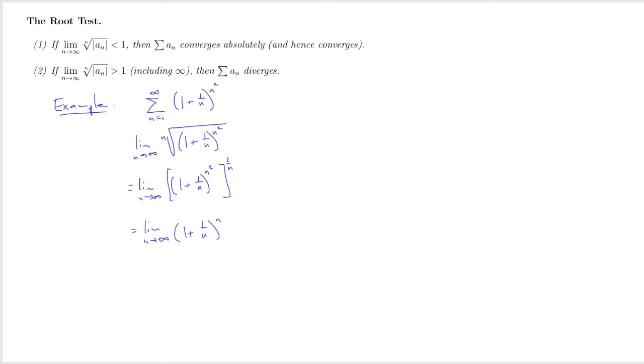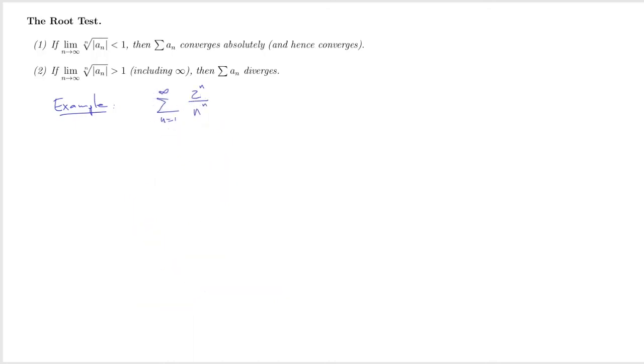You might even remember how to do it. It turns out that to do it, you need the most complicated possible application of L'Hopital's rule. But in the end, you find that this limit is equal to e, and sometimes people even take this as the definition of the number e. One way or another, this limit is e. And e is some number between 2 and 3. In particular, it is greater than 1. And so we can conclude that this series diverges by the root test.